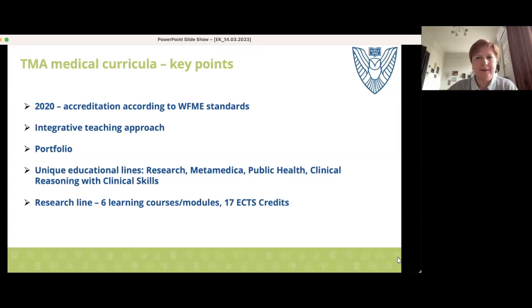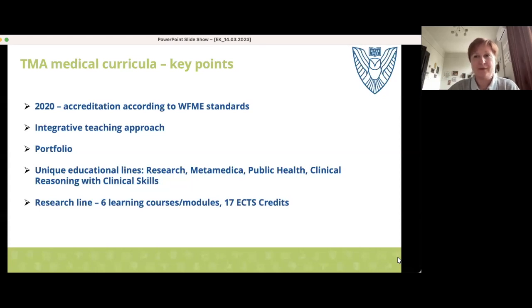In 2020, just in advance of the pandemic, we were accredited according to the WFME standards. So just in the first days of the pandemic, whenever we still had travel and so on, we had the experts visit Georgia and Tbilisi, and it was the last visit before the pandemic.